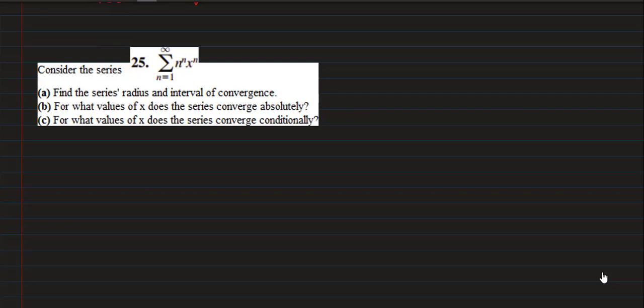I don't want to use the ratio test for this one since both of these are raised to the power of n. We're going to use the root test. And remember, from the root test, we have this. Using the root test, we take the nth root of a sub n, and if that limit is less than 1, then the series is going to converge.